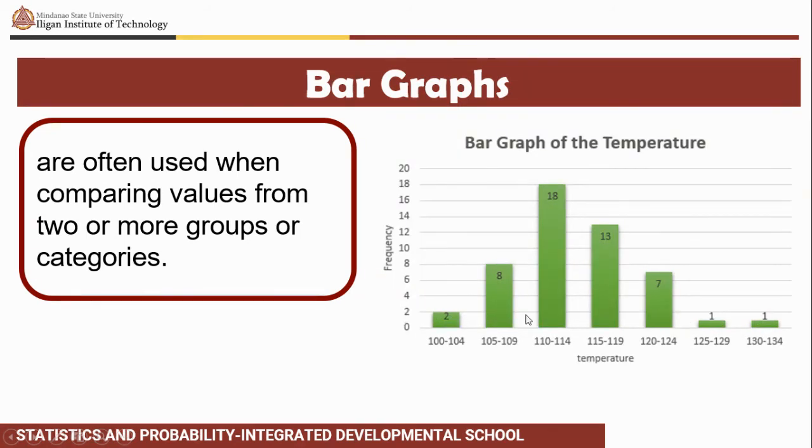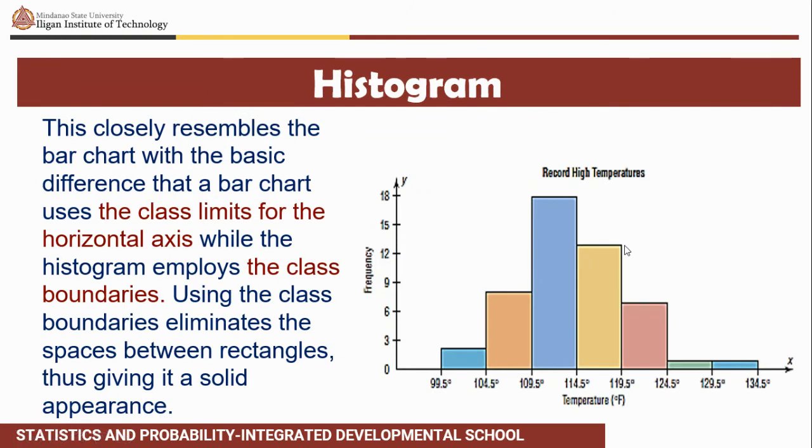If we notice, the bar graph consists of bars. For the graph, there must be a title of the graph. We must have the Y label, the X label, and we have now our graph. For the histogram, this closely resembles the bar chart, with the basic difference that a bar chart uses the class limits for the horizontal axis while the histogram employs the class boundaries. Using the class boundaries eliminates the spaces between rectangles, thus giving it a solid appearance. So for our example, this is our x-axis where we have class boundaries instead of class limits. Then we have the frequency.